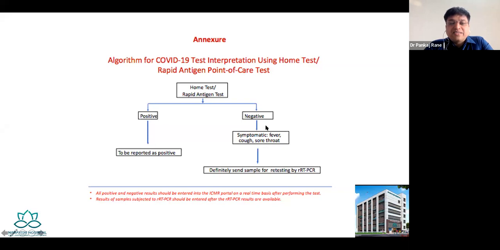If rapid antigen test is negative and the patient is symptomatic, with fever, cough, sore throat, then you should proceed for retesting by RT-PCR. And if the patient has symptoms, even if the rapid antigen test is negative, you should ask your patient to isolate himself. Okay, that is a very important thing.